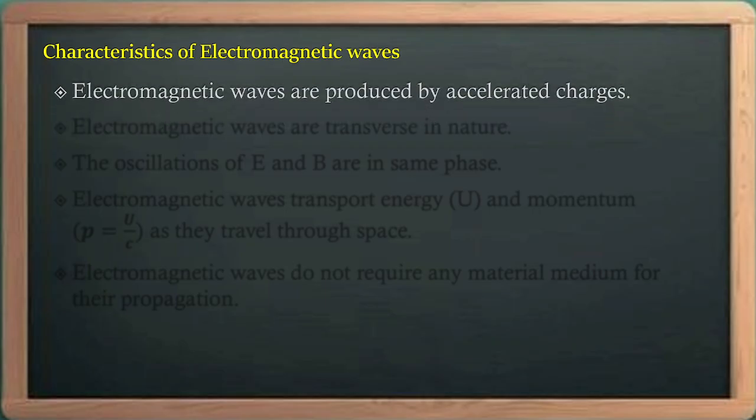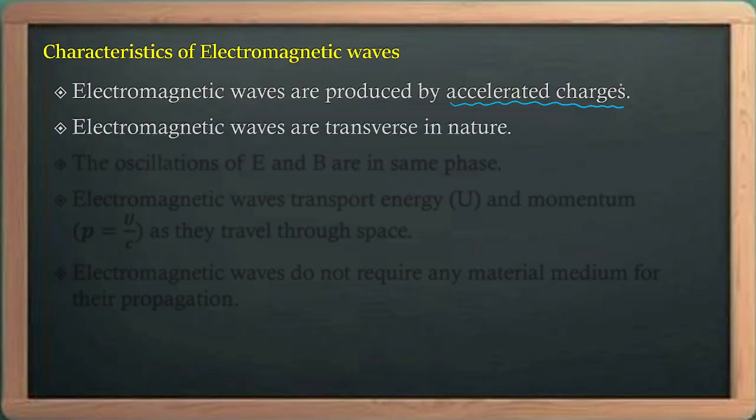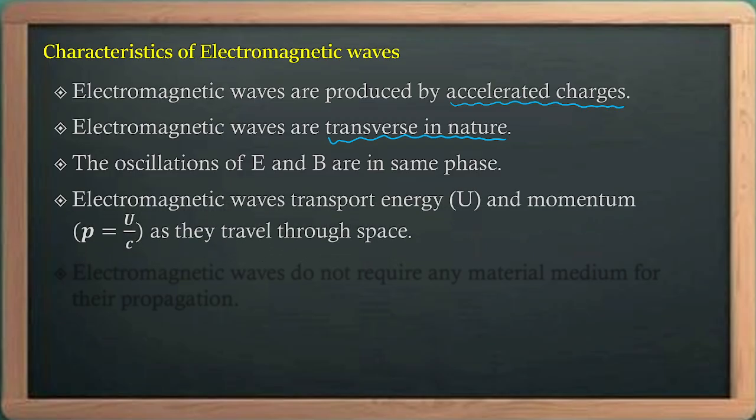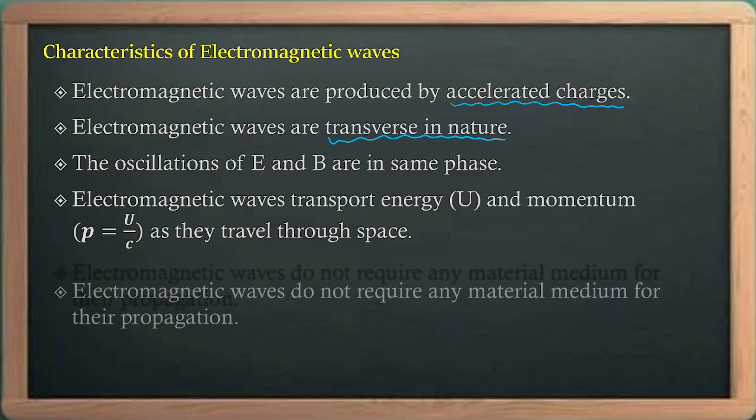Electromagnetic waves are produced by isolated charges. This you can expect for 1 mark questions in the board level examinations. Then we have electromagnetic waves are transverse in nature. Next we have the oscillations of electric and magnetic fields are in the same phase. The momentum carried by the electromagnetic waves is given by energy by C.